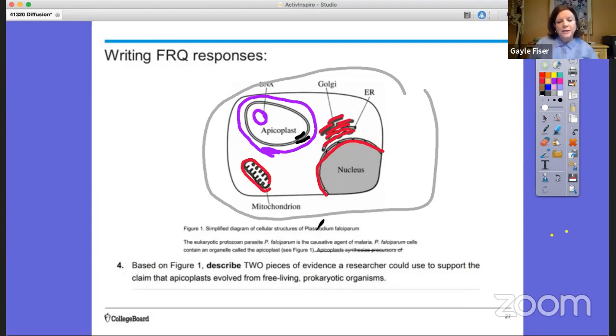Okay, now let's read the question. Based on figure 1, describe 2 pieces. Okay, so if I was teaching this in a classroom, I would say, box in your command words, circle your how manys, pieces of what? Of your evidence a researcher could use to support the claim that apicoplast evolved from free-living prokaryotic organisms. I'm going to give you just about 20 seconds to jot those down quickly.